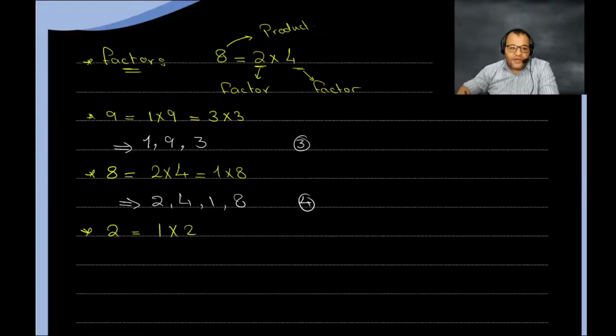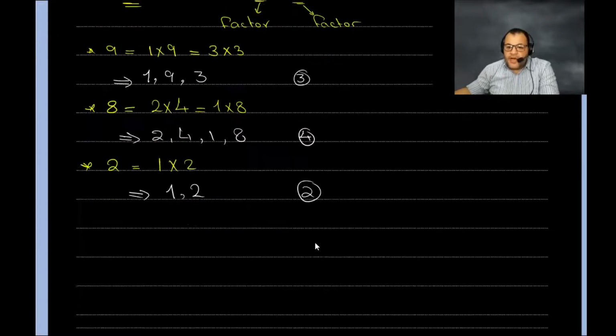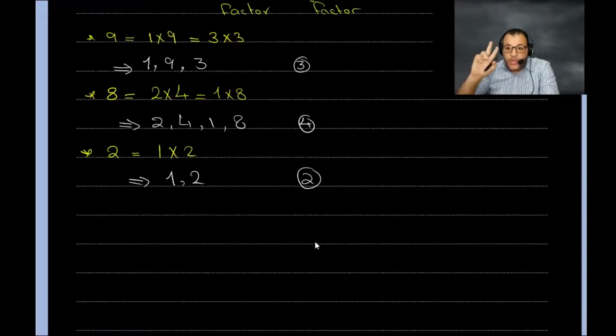So how many factors? What are the factors now? We can say the factors are 1 and 2. So it will be how many factors? 2. So if the number has only 2 factors, this number is called a prime number. So what is the meaning of the prime numbers?